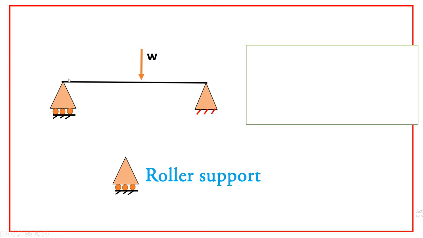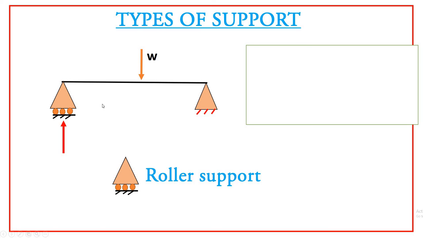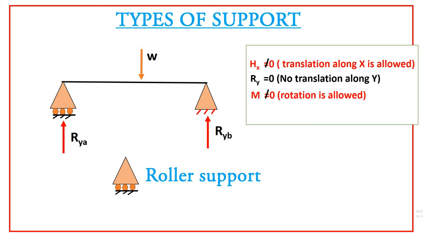Now this is the symbolic representation of roller support. It gives only one reaction, and that is vertical reaction. Okay. So for roller support, translation along x is allowed. So translation along x is not 0. And for translation along y, that is restricted. Right. So no translation along y, and rotation is also allowed. Right. So roller support has only one reaction.